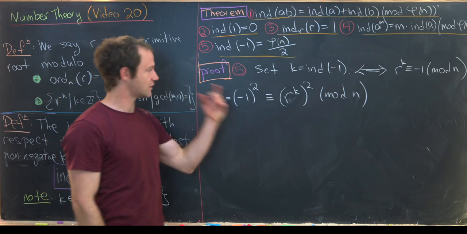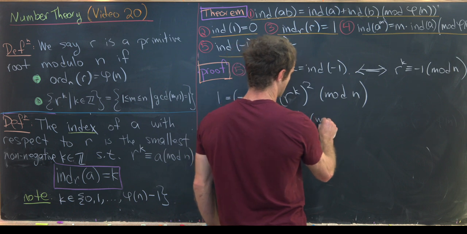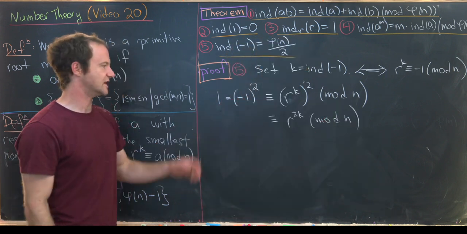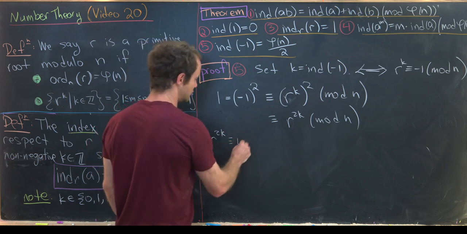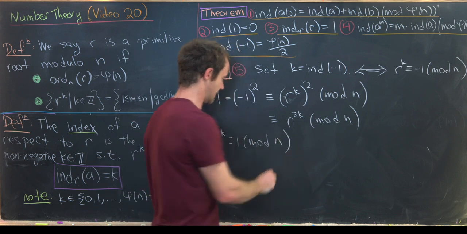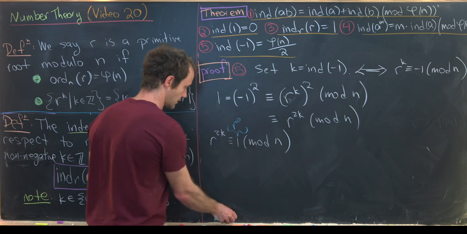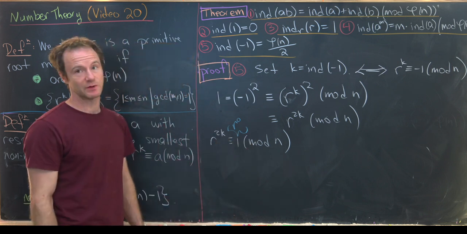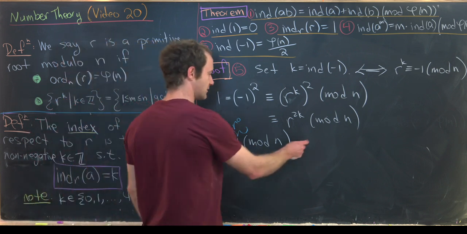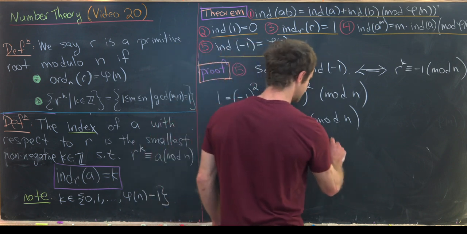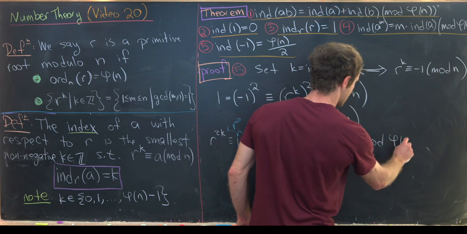So next we'll use exponent rules to see that this is the same thing as r to the 2k mod n. But let's look at the equation that we have here. We have r to the 2k is congruent to 1 modulo n. But now we can take this 1 and write it as r to the 0. And then extract the exponents. So we know if the bases are congruent mod n, then the exponents are congruent mod phi of n. So this tells us that 2 times k is congruent to 0 modulo phi of n.